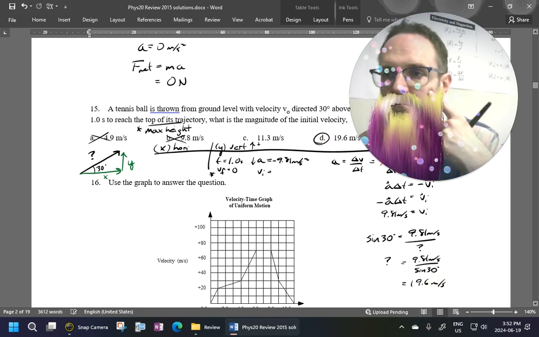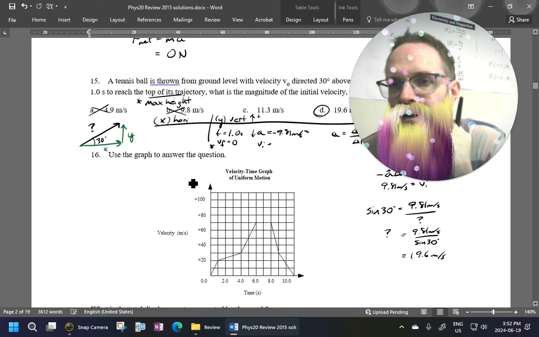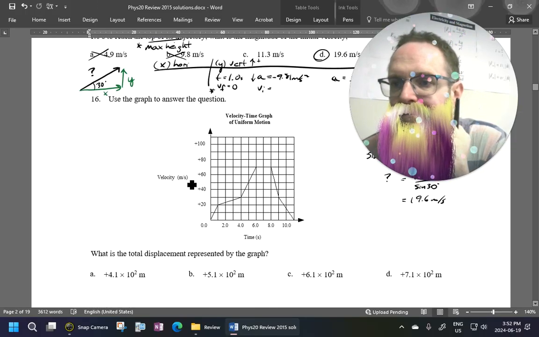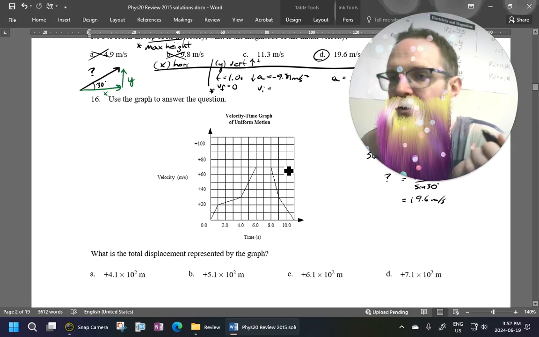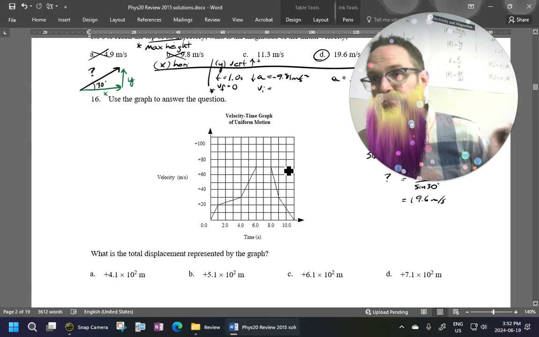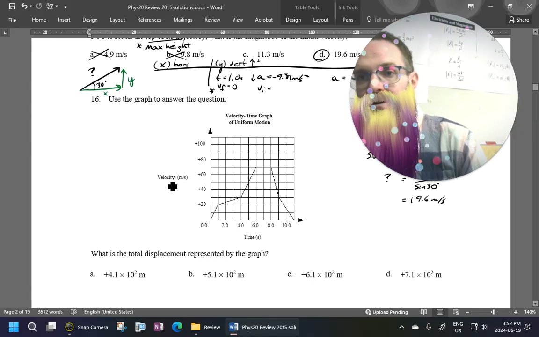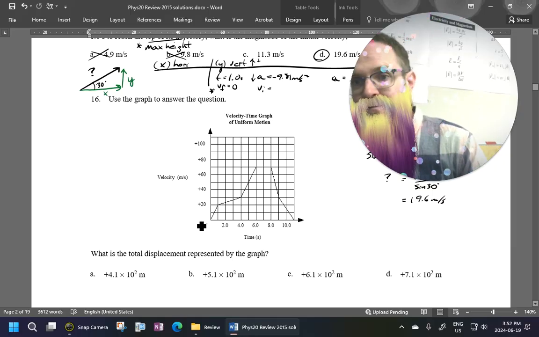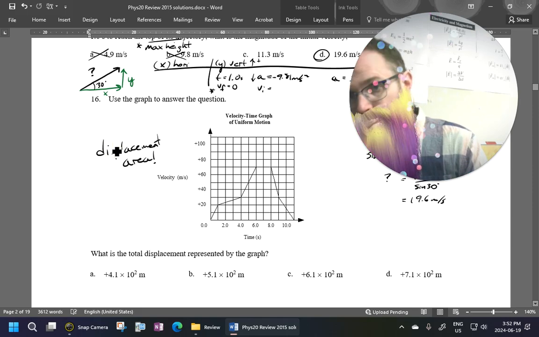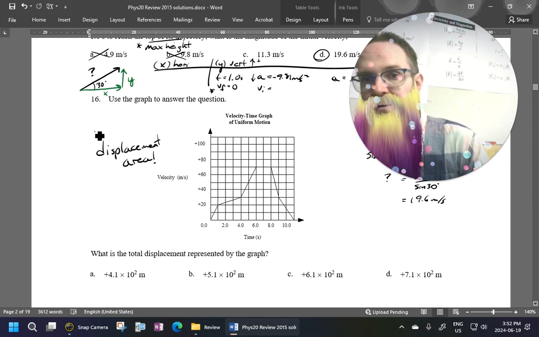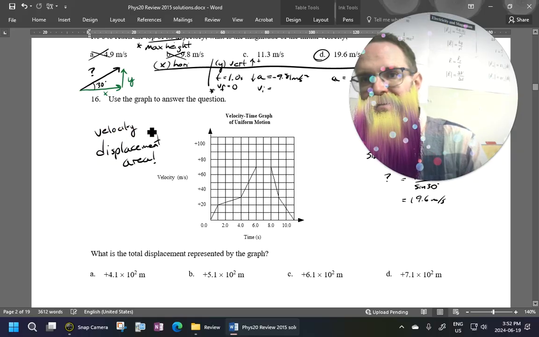There you go. Perfect. Okay, so we're going to use this graph here to answer this question. What's the total displacement of this graph? Well, it's annoying because the graph is a weird shape. But that's fine. Here's how we solve for the displacement of a velocity time graph. Remember, displacement is area of a velocity time graph. Let me just write that down, because not everyone's going to watch this video. Okay, velocity time graph.